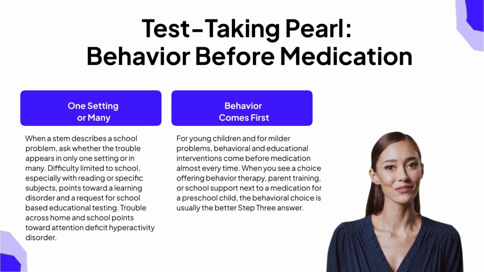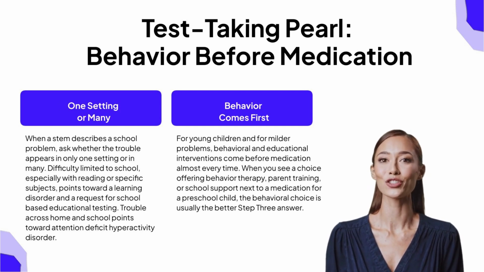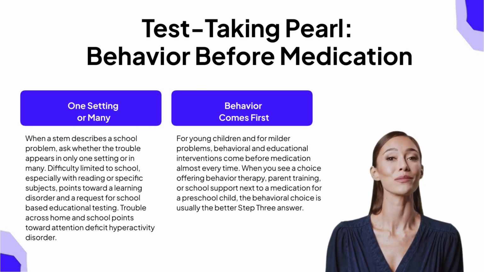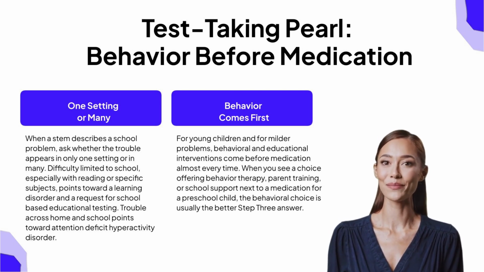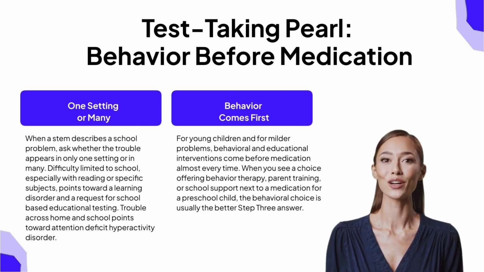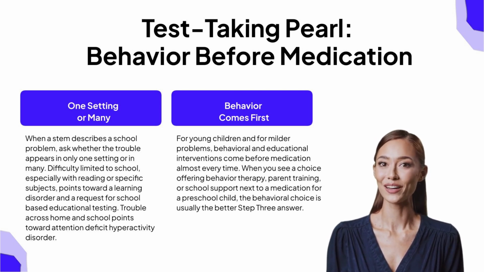Here is a critical exam day pearl for these questions, and it has 2 parts. First, ask whether the trouble appears in only one setting or in many. When a stem describes a school problem, difficulty limited to school, especially with reading or a specific subject, points toward a learning disorder. And the next best step is often school-based educational testing. Trouble that crosses both home and school points instead toward attention deficit hyperactivity disorder.